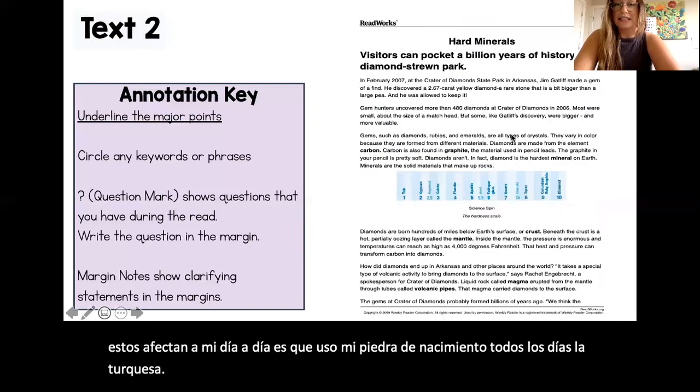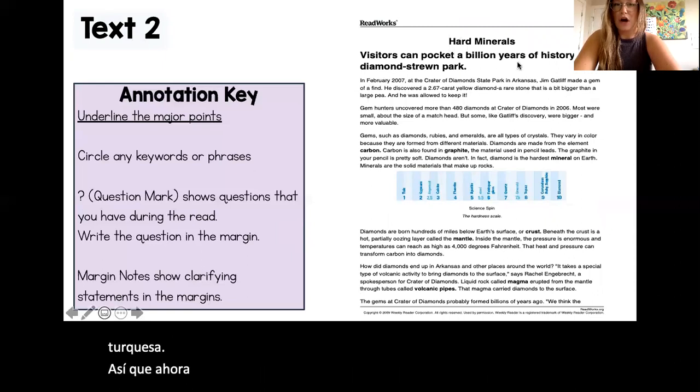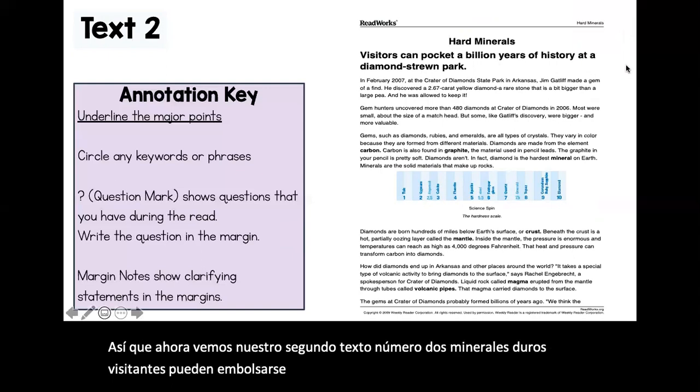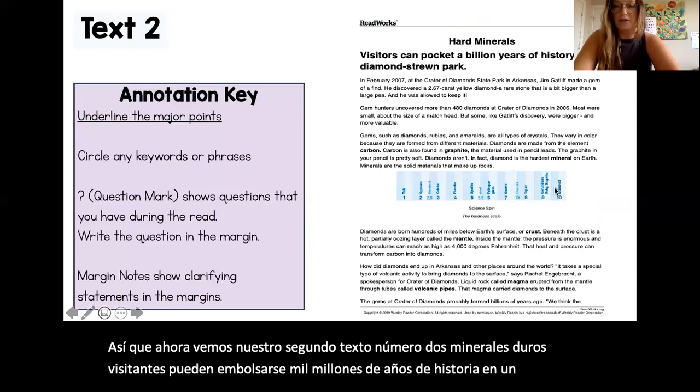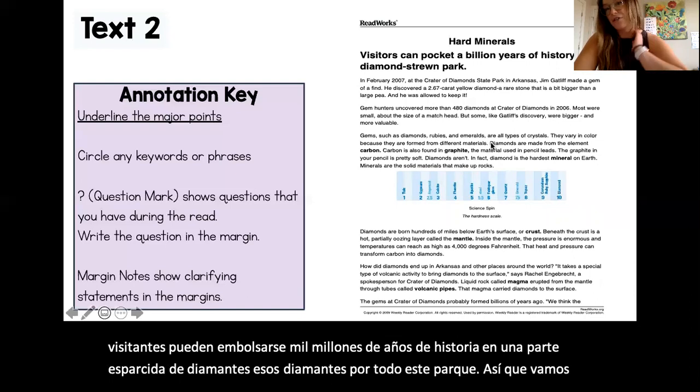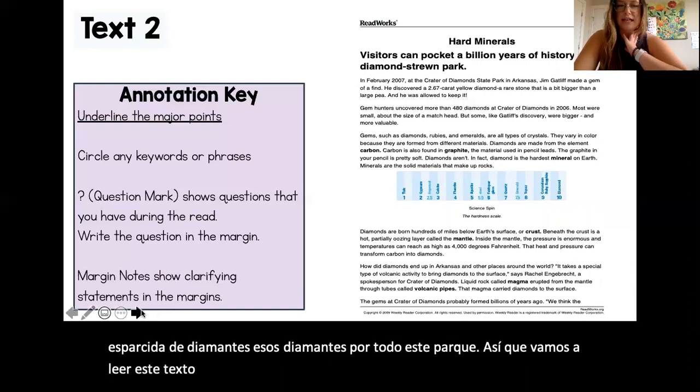So now we see our second text number 2, hard minerals. Visitors can pocket a billion years of history at a diamond-strewn park. So there's diamonds all over this park. So we're gonna read this text, pause your video here, and then do your annotations.